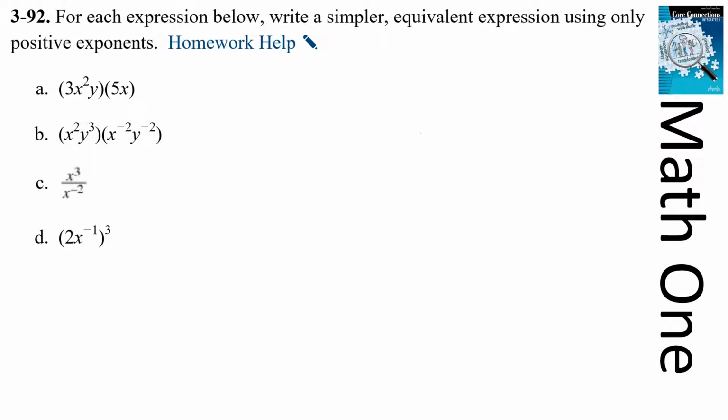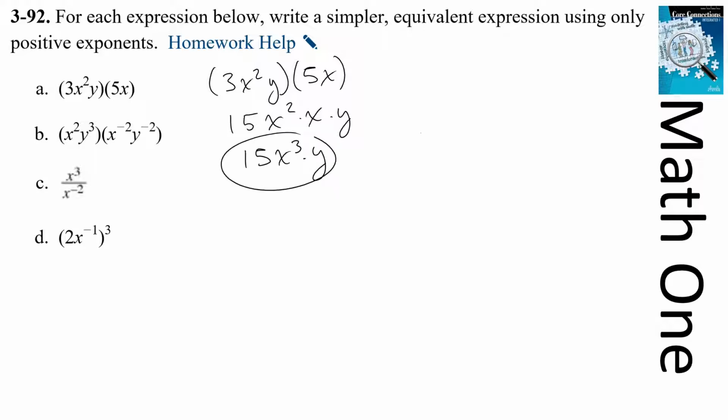Question A has the expression 3x squared times y, and we need to multiply that by 5x. As I look at the multiplication here, 3 times 5 is the number 15. And then I have an x squared times an additional factor of x, and then I'll write the y on. So when I multiply x squared times x, that's 1, 2, 3 factors of x. So that's a total of 3. So I'll write 15x cubed and then times y is my answer for A.